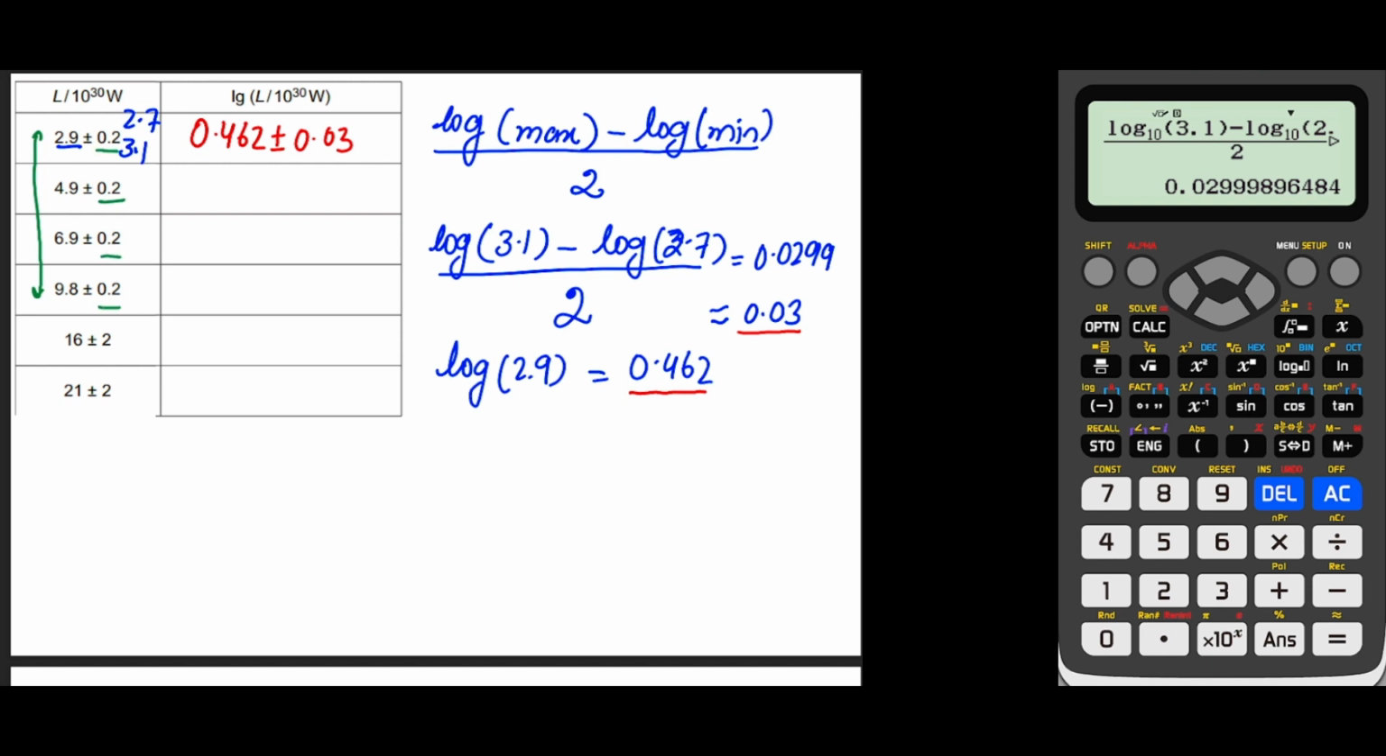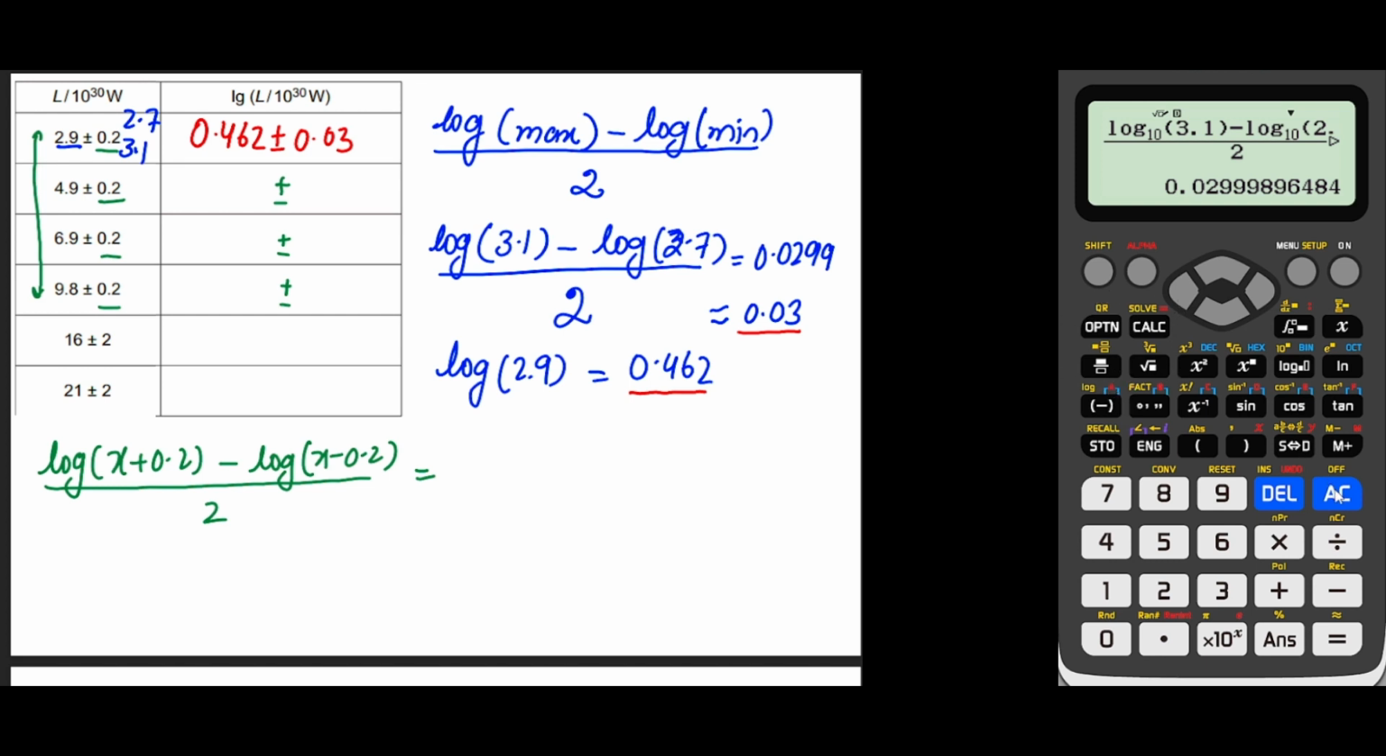So if I had to make the function in the calculator, I'll use log of x plus 0.2 minus log of x minus 0.2, and then divide this by 2. What this will help me do is calculate the error function or the absolute error in the first four values with very quick calculations. So let's see how to do that.